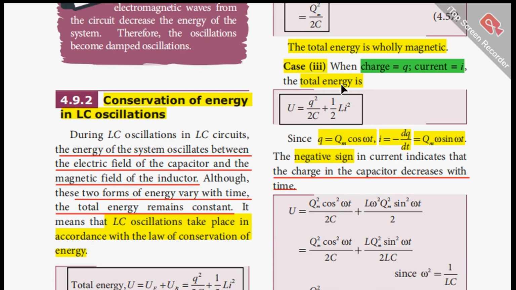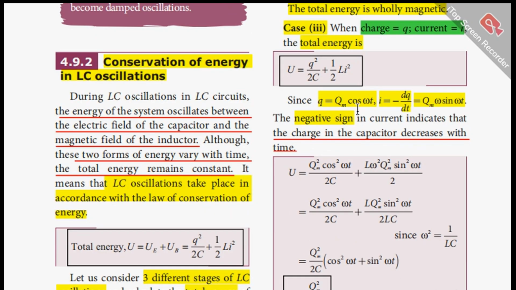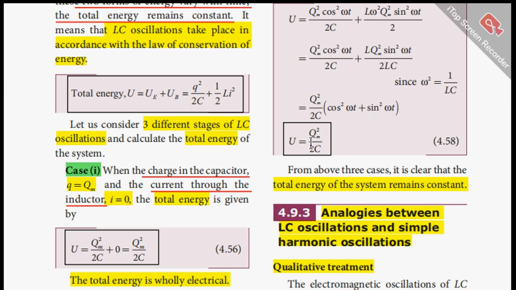And in the third case, when the charge is equal to Q and the current is equal to I, then the total energy is given by this expression U is equal to Q square by 2C plus half Li square. And since Q is given by the expression Qm cos omega t and I is equal to minus dQ by dt, that's given by Qm omega sin omega t. This negative sign in the current indicates that the charge in a capacitor will always decrease with respect to time. And the expression for the energy is given by U equal to Qm square by 2C.